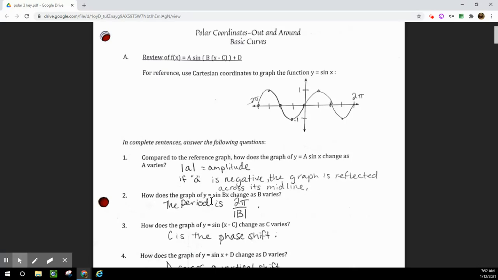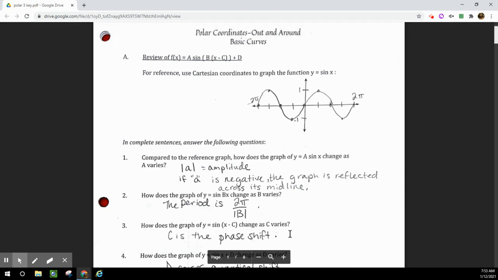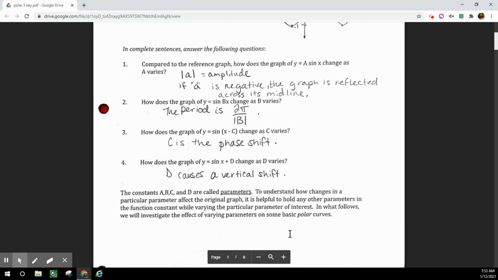We know that the period of the function is determined by this B value. So the period is always 2 pi over the absolute value of B. C is always the phase shift to the right or left, depending on whether we're subtracting or adding. And D is going to change a vertical shift. It'll change where our midline is, moving it up or down. Of course, you know all these things, just a recap.